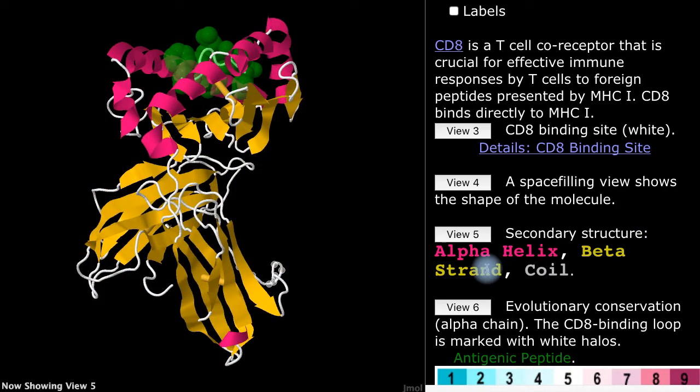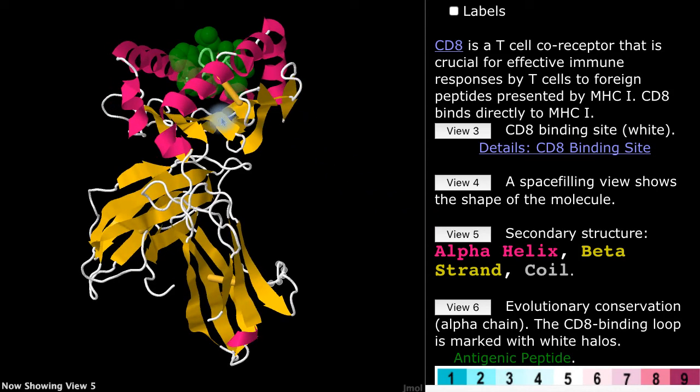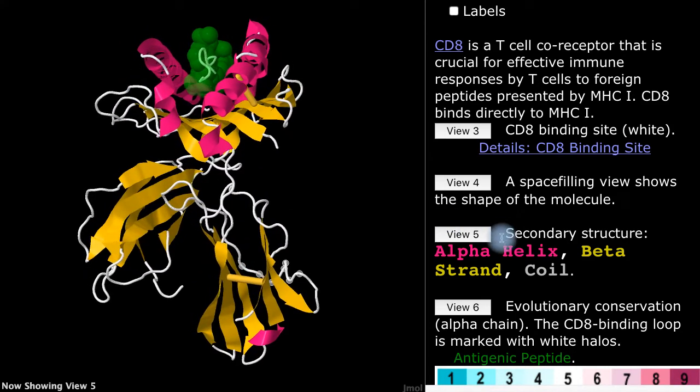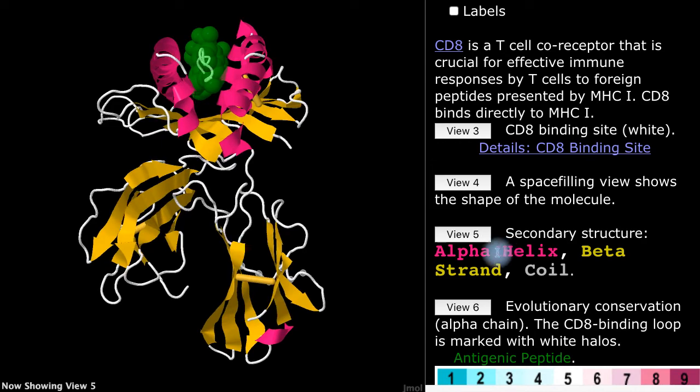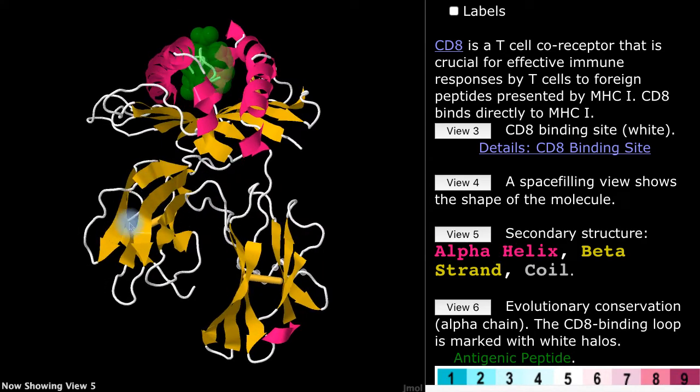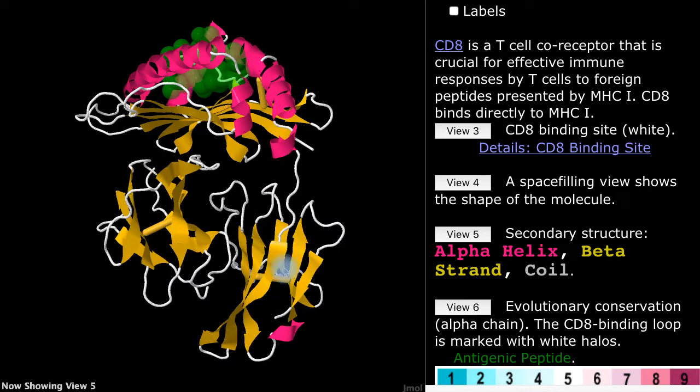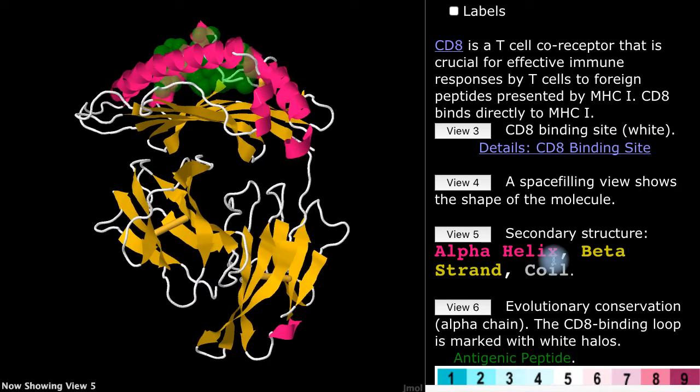In view 5, the alpha chain is colored according to its secondary structure. The floor of the groove is a beta sheet. The lips of the groove are alpha helices. Both beta-2 microglobulin and the alpha-3 domain are immunoglobulin domains.